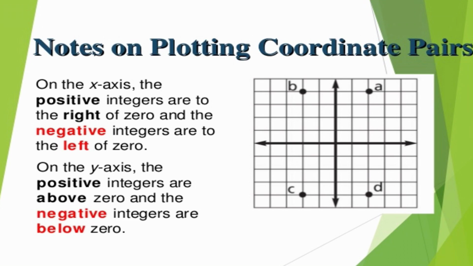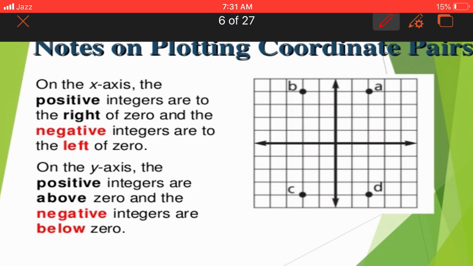So let's have a look at the Cartesian coordinate plane. Notes on plotting coordinate pair. This is nothing but the Cartesian coordinate plane. The thing that should be noted here is basically the x-axis is the horizontal line, this one, and the y-axis is the perpendicular line. This is your x-axis and this one is your y-axis. The point where this line meets is origin.